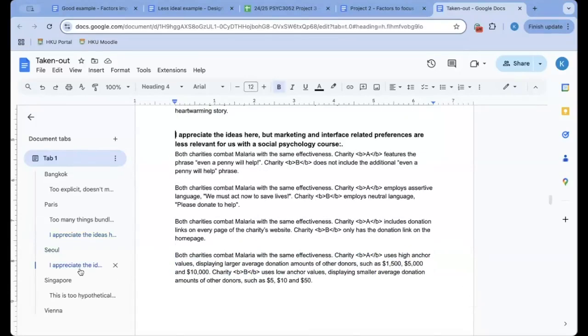On to another factor. This is from Seoul. Again, it's marketing and interface related preferences. For example, both charities combat malaria with the same effectiveness. A features the phrase, "even a penny will help." Charity B does not include the additional "even a penny will help" phrase. So this is more looking at marketing. Will you use an emotionally charged phrase to increase donations, or you won't? And this is, again, not social psychology related.